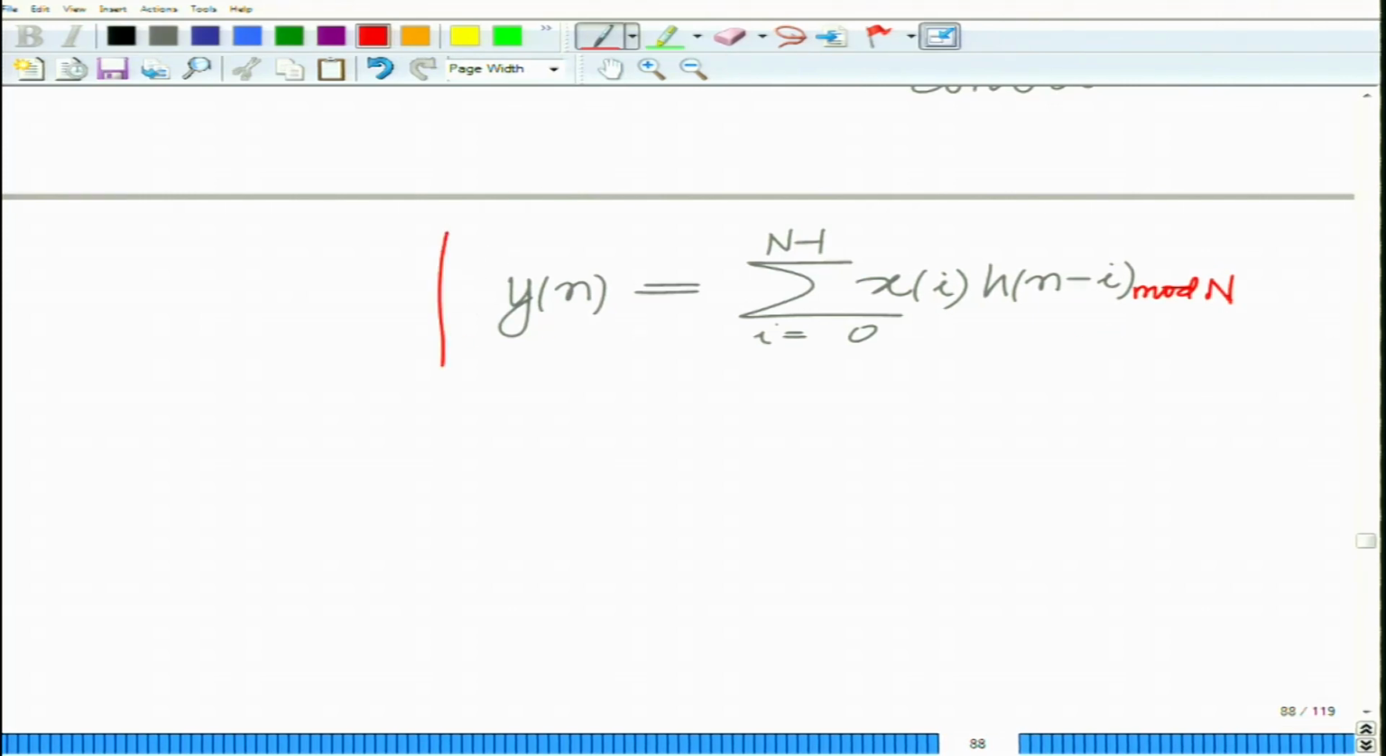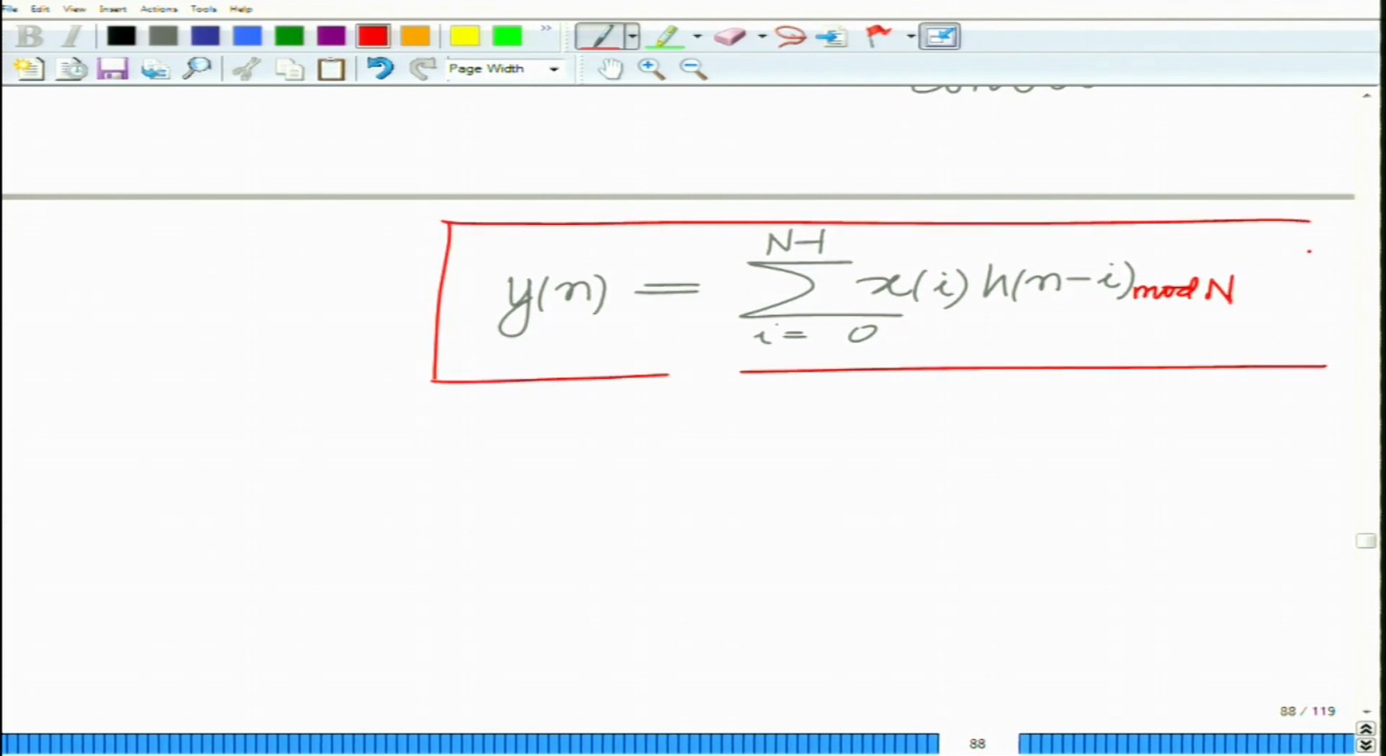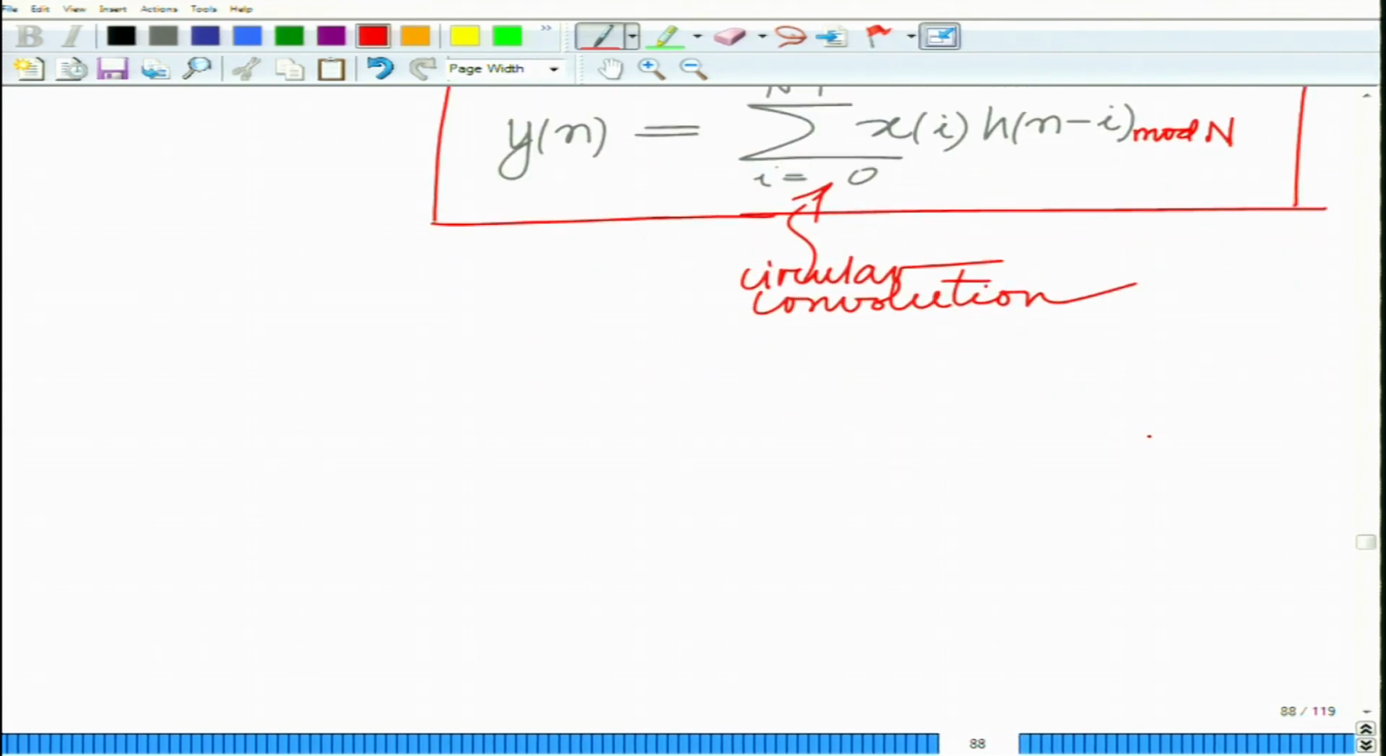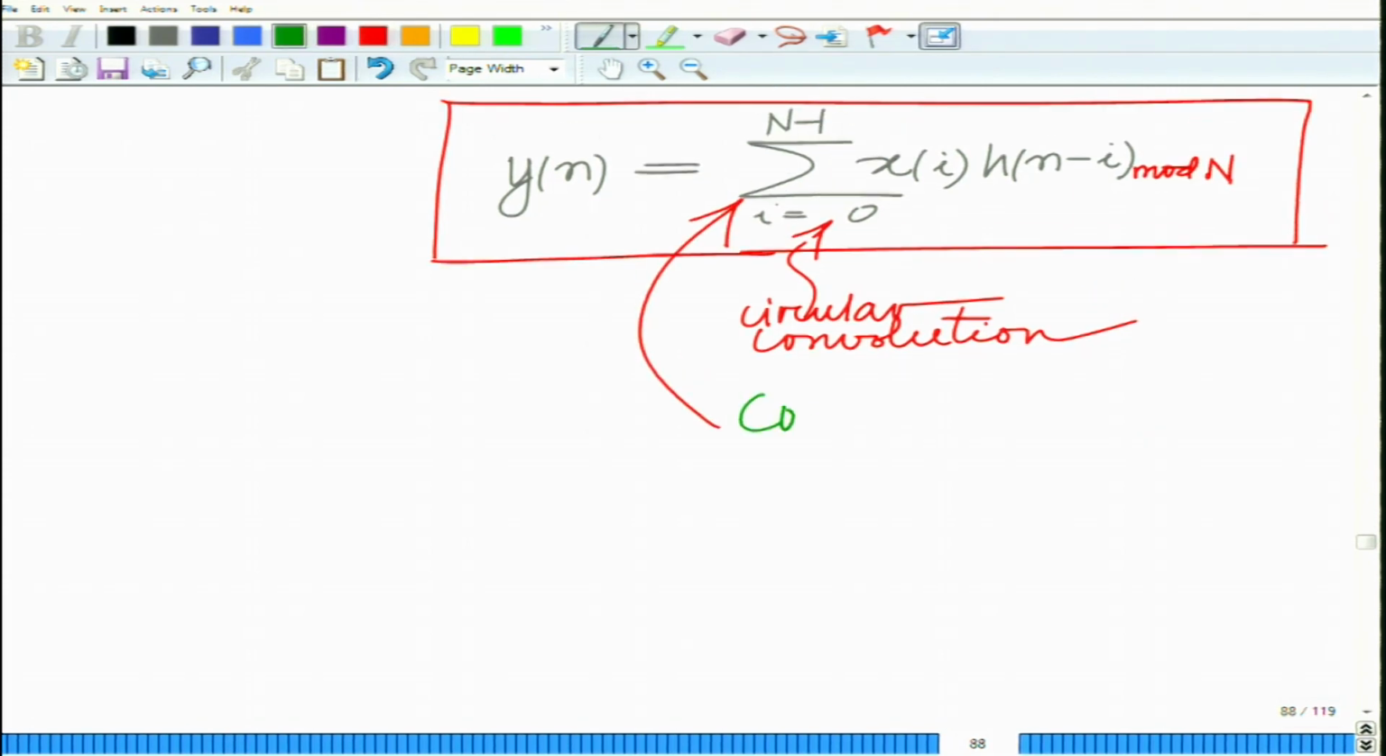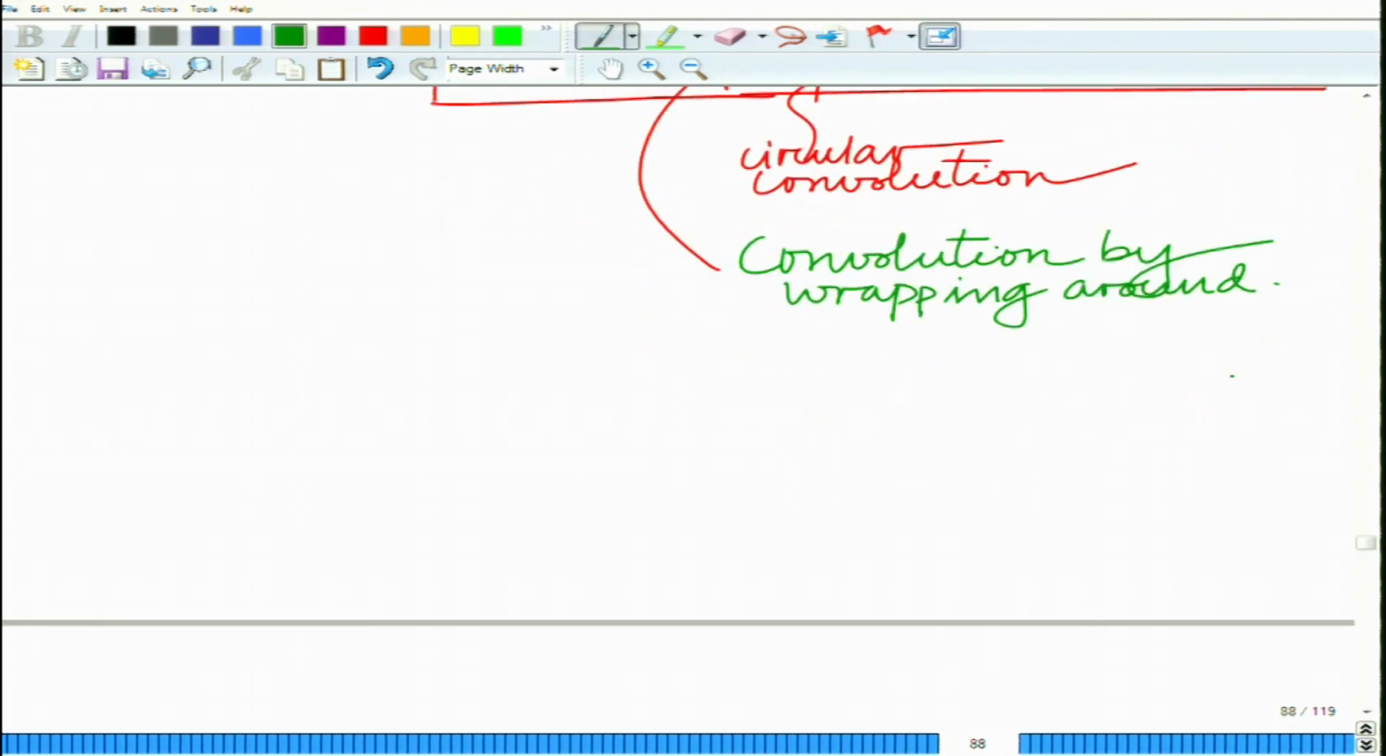So, you are basically wrapping the sequence around and performing the circular convolution. This performs convolution by wrapping the sequence around. Okay, so let us take a look at this.